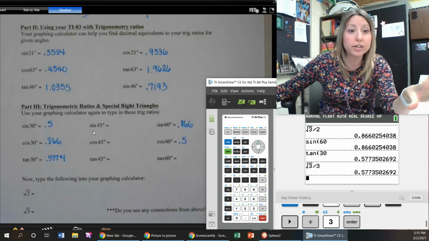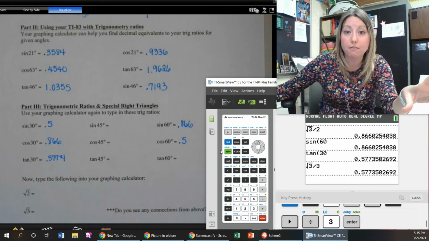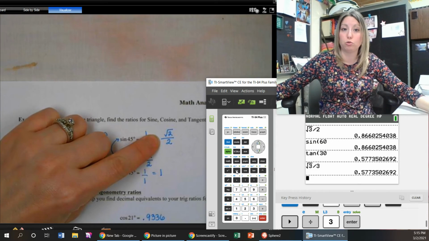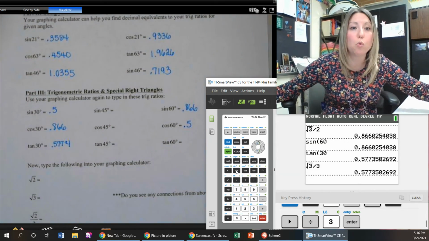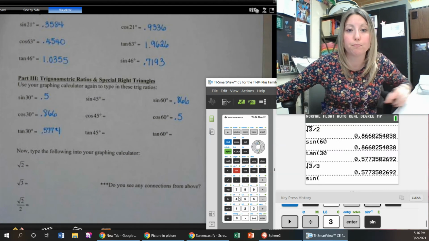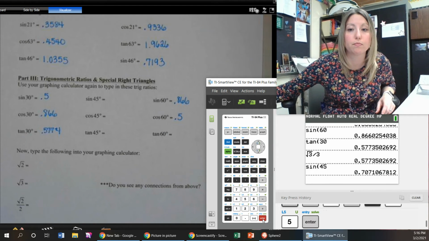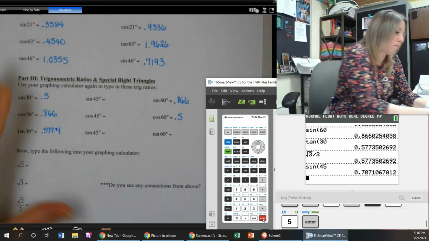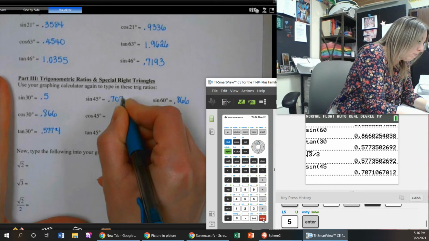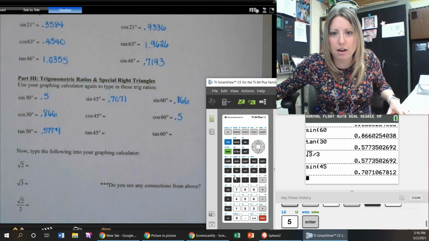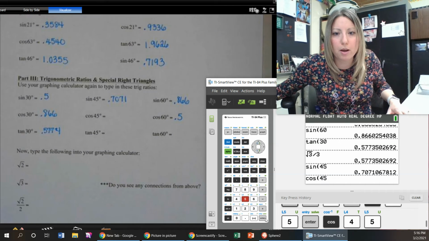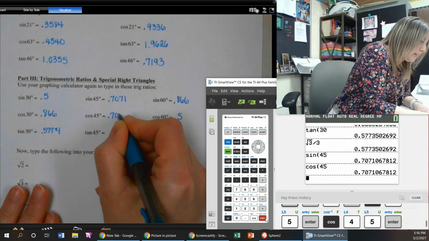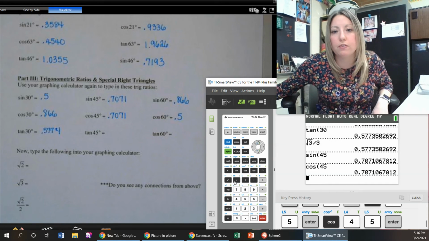Now, we already know that sine of 45 and cosine of 45 are equal to each other, but what that should be equal to according to this is radical 2 over 2. So let's see what the decimal equivalent is to radical 2 over 2. Okay, 0.7071. Just double check cosine of 45, right? So you don't think I'm messing with your heads. See? And let's see if radical 2 over 2 gives me that.